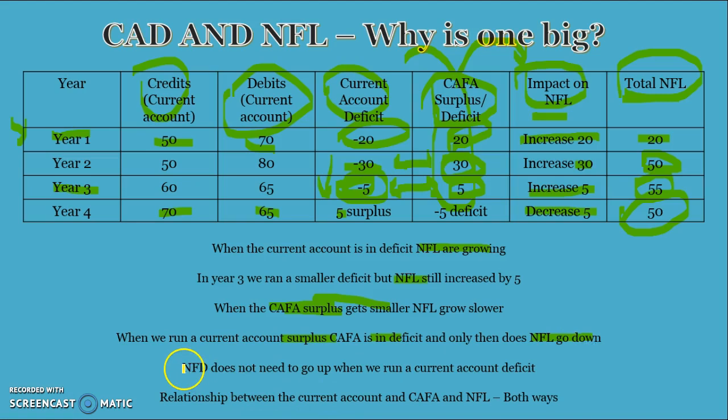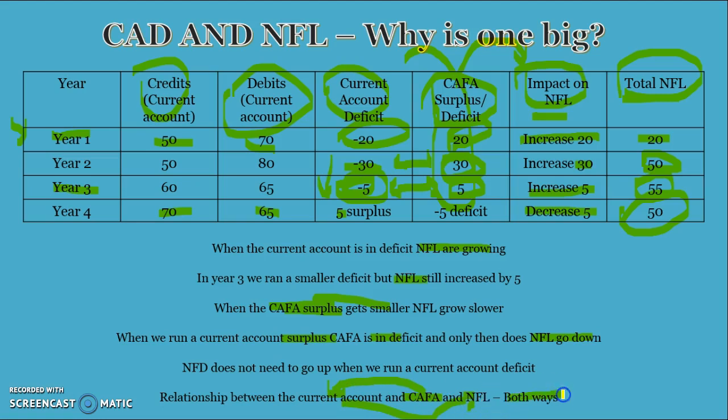Net foreign debt does not need to go up when we run a current account deficit because we may decide to sell off our assets instead. The CAFA funds the current account. That's the relationship between the two of them. And whenever we run a current account deficit, net foreign liabilities increase.